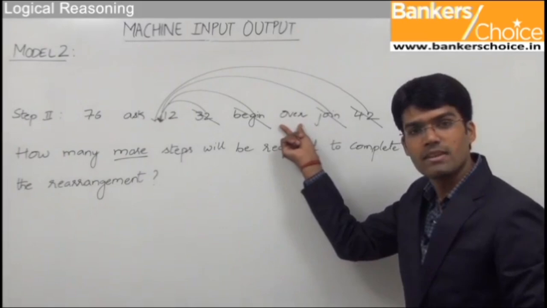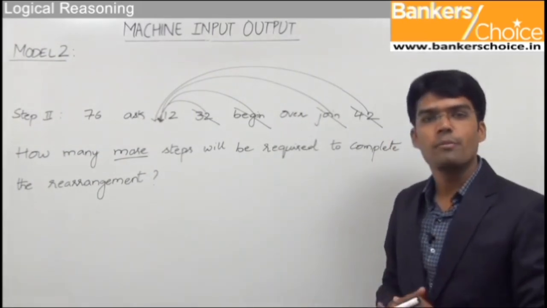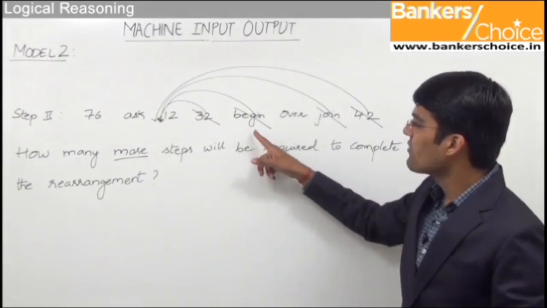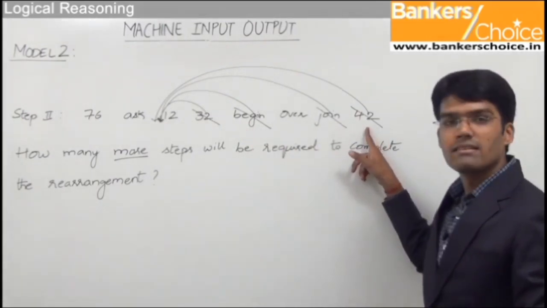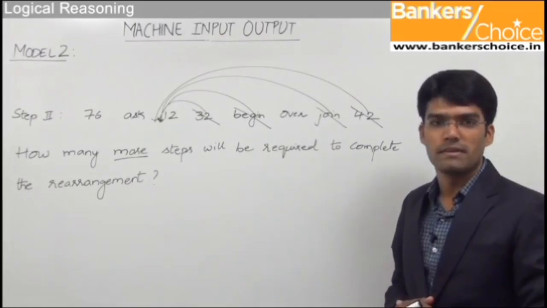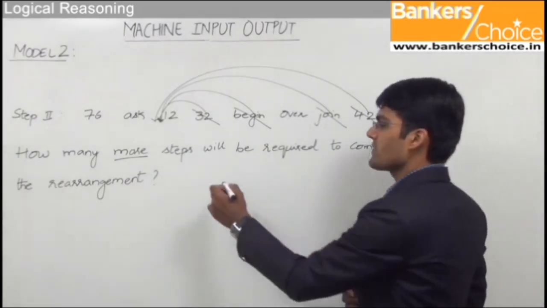By counting the number of numbers and words which have been striked off, we can find out how many more steps are required. And as we can see here, we have striked off 4 elements. Therefore, 4 more steps are required to finish the arrangement. So our answer here is 4.